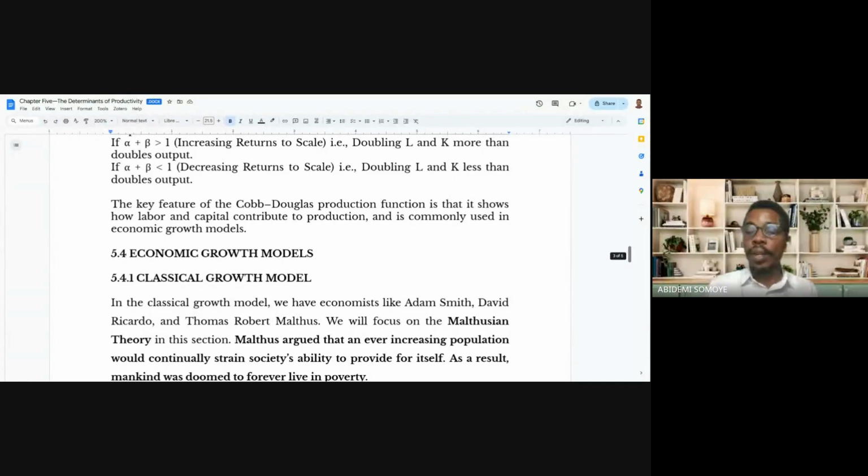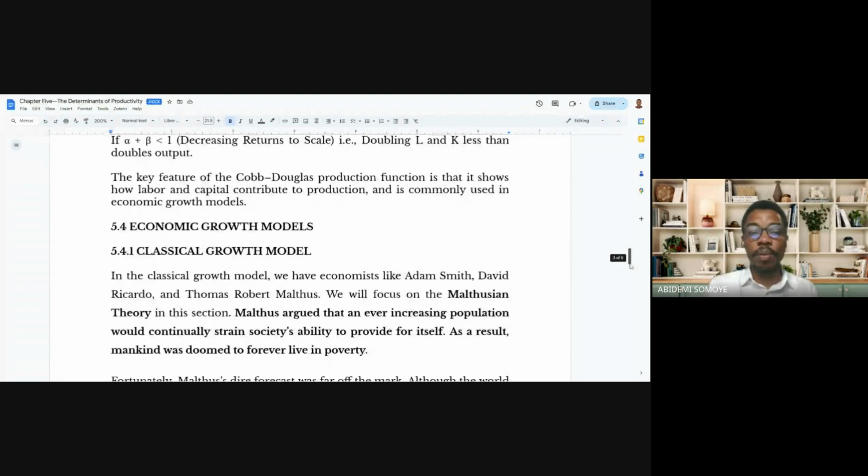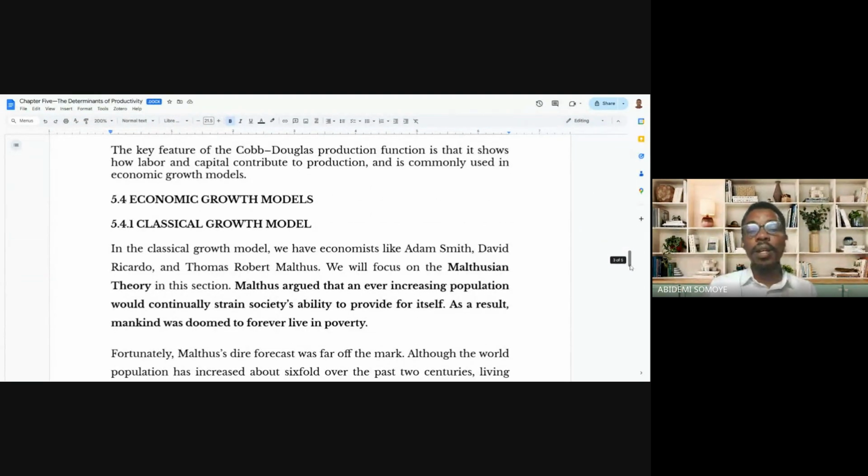Now, let us take a look at those economic growth models. We can have classical growth model, we can have neoclassical growth model, or an exogenous growth model. So neoclassical is also called exogenous growth model, or Solow-Swan model, or Solow model. Now, let's go through the classical growth model. Of course, part of the classicalists are people like Adam Smith, David Ricardo, Thomas Robert Malthus.